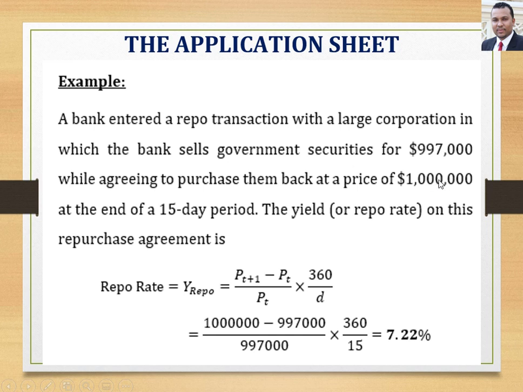This is the new price: new minus old, divided by old. New price minus old price divided by old price. Price at t+1, this is 1 million, minus price at period t, 997,000, divided by the same value. How many days in the year? 360. How many days in our repo? 15. So the result equals 7.2%. This is the problem in page 14.